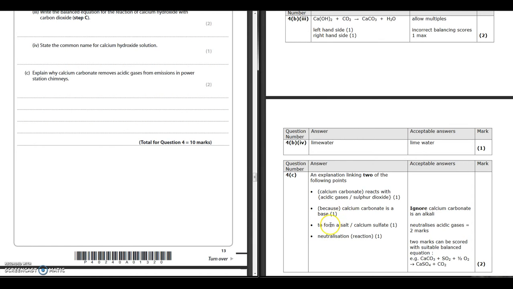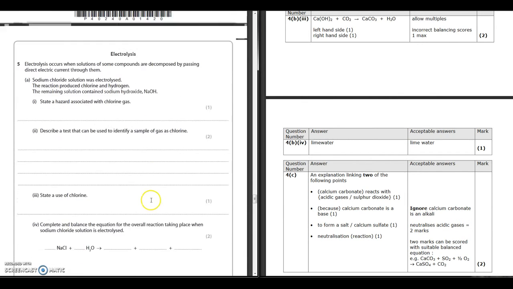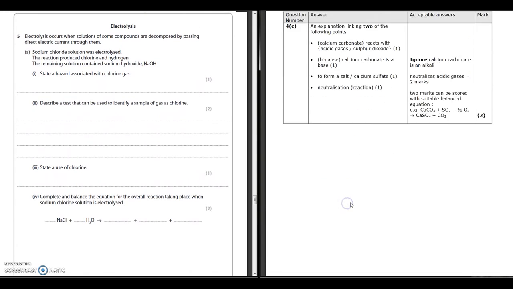You could be an absolute geek and tell me what the salt is. In this case, it's the calcium from the calcium carbonate, and it's reacting with the sulfur dioxide, the sulfuric acid it makes, which makes a sulfate. That's how you get that one. And it's a neutralisation reaction. What's my easiest answer? Look at this. Neutralises acid gases equals 2 marks. Fandabidozy. Moving on, question 5, electrolysis.